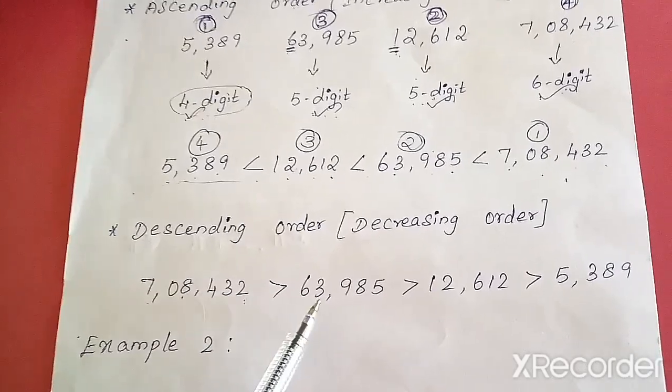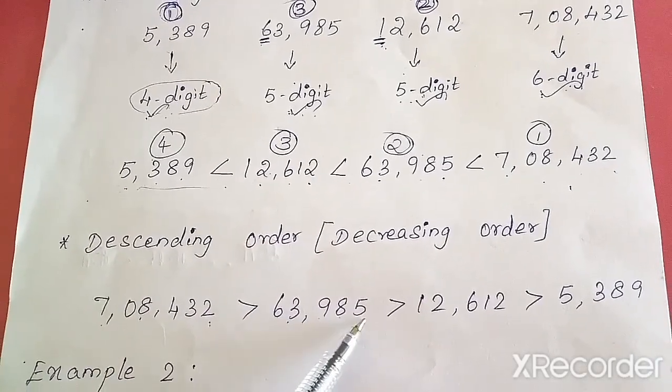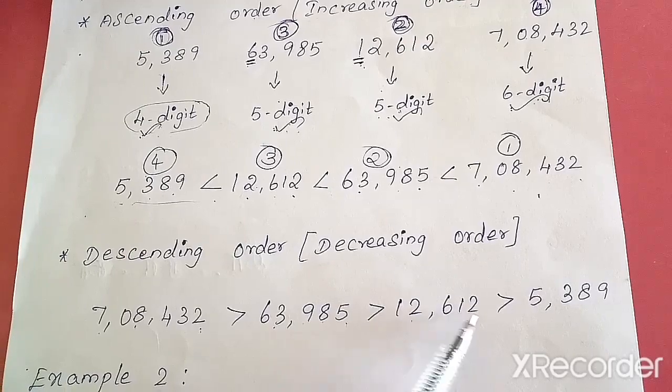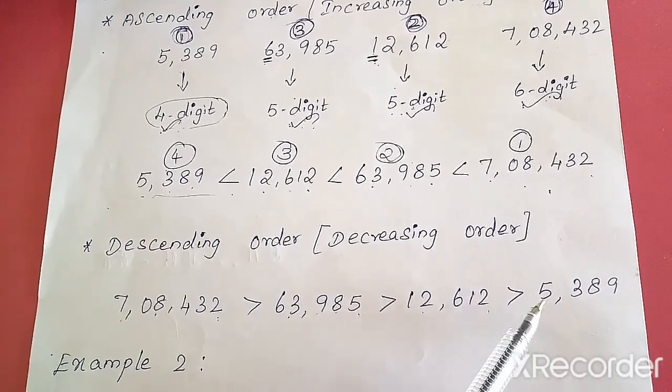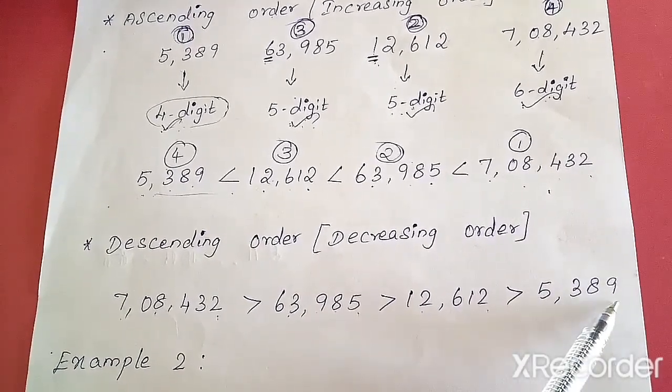7,08,432 comes first. 63,985 comes second. 12,612 comes after that. And last we get 5,389.